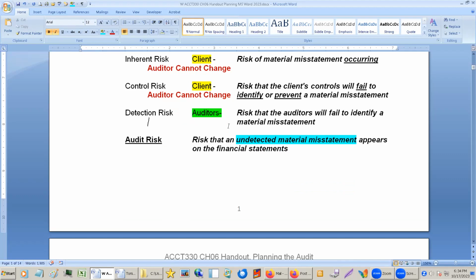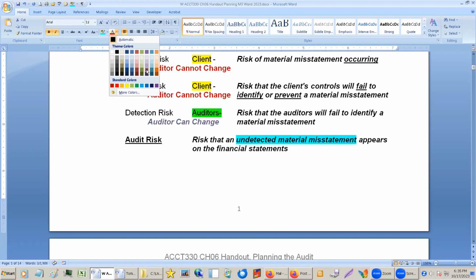Now this, the auditor can change. So should make this the same as the other ones? Actually, make it different. I don't know. We'll make it so the auditor can change the detection risk.